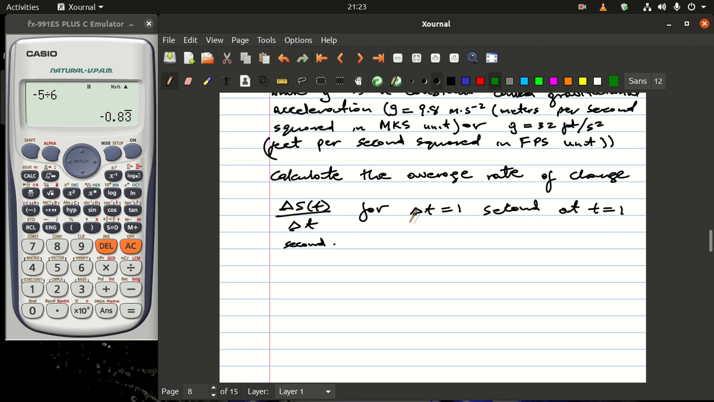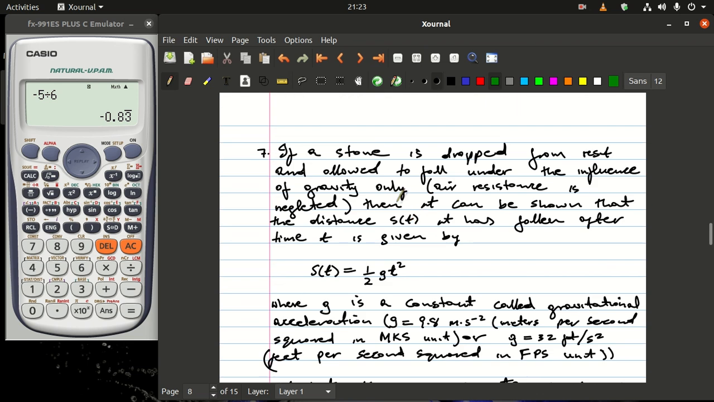Now, our last exercise is this. If a stone is dropped from rest and allowed to fall under the influence of gravity only, so we have this stone, we were carrying a stone somewhere, and here this was a stone, right? Now we have this stone, we just let it go from rest. In other words, here the speed was 0, so the speed here was 0 meters per second.